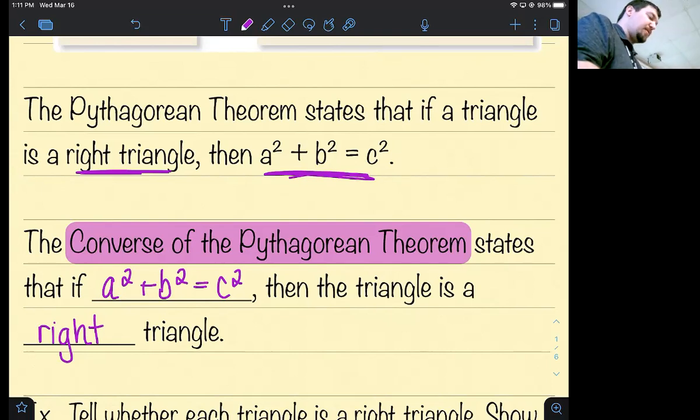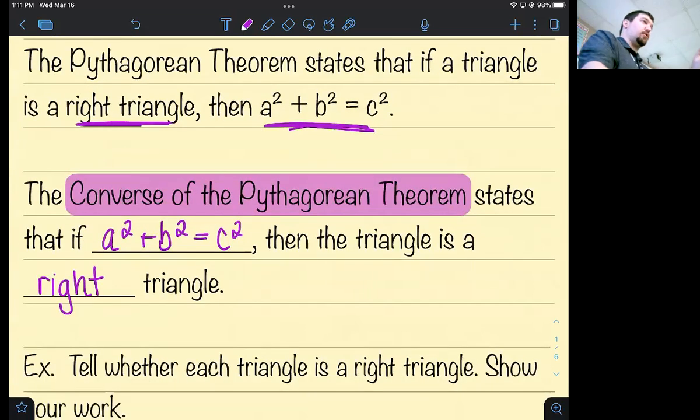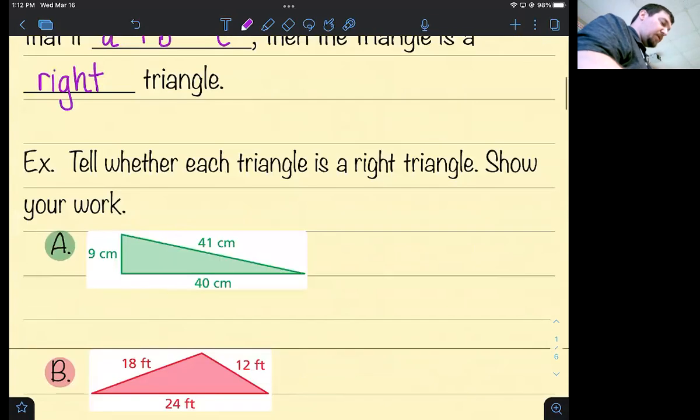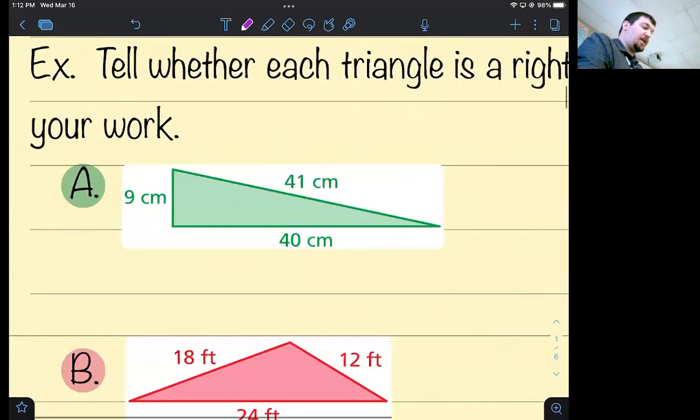The converse of the Pythagorean theorem states that if you do your two legs, I know you don't know it's a right triangle yet, but if you do the two shorter sides, square them, and it equals the square on the longest side, and that's true, that means you have a right triangle. So let's look at example A. It looks like a right triangle. Let's see if it is.